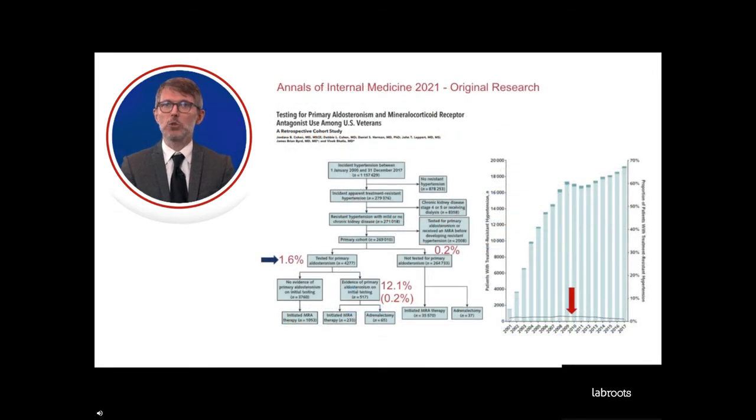But Americans do even worse. You can see that only 1.6% of patients with resistant hypertension are currently screened for primary aldo, and we know this population should be always screened by their doctors, and the other patients only in 0.2%. And you can see that this attitude is not changing in the last 20 years, despite so many publications on this field showing the high prevalence of this condition.